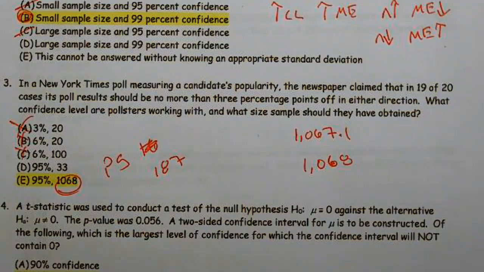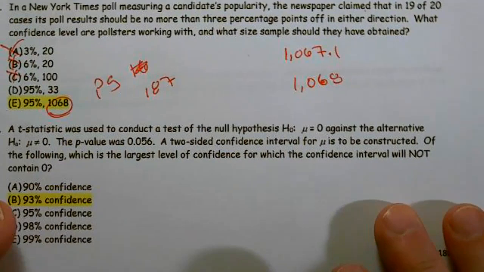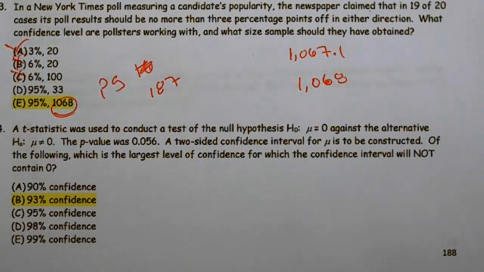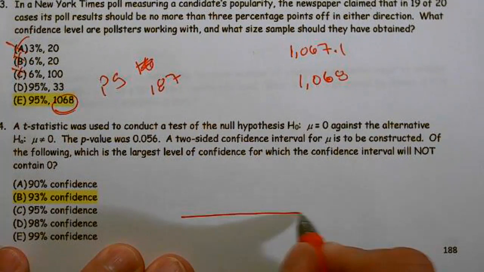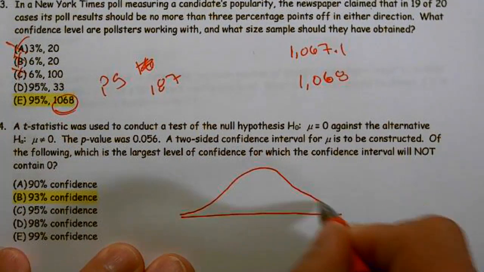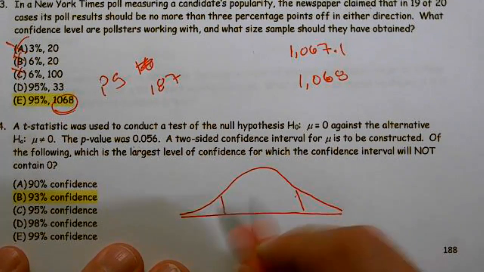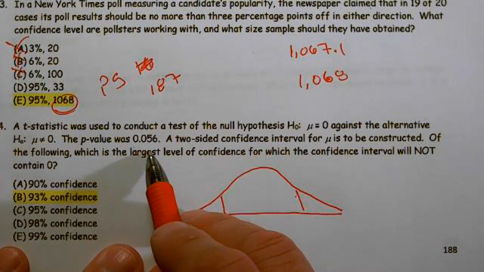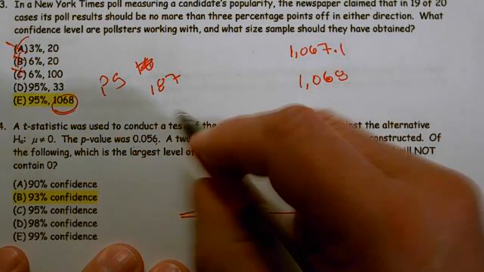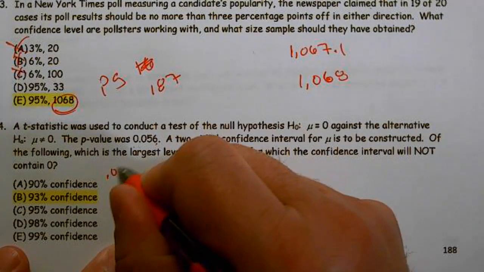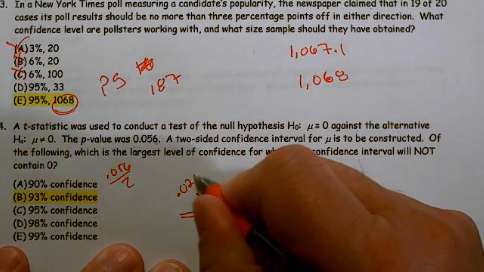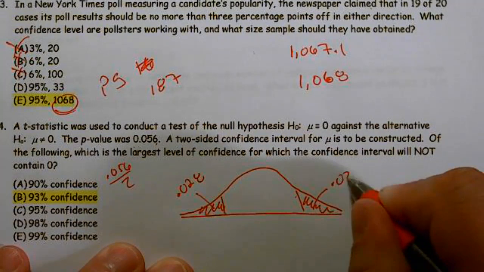A t-statistic was used to conduct a test of the null hypothesis mu equals 0 against the alternative mu does not equal 0. The P-value is 0.056. A two-sided confidence interval for the mean is to be constructed. Which is the largest level of confidence for which the interval will not contain 0? So basically, we calculated a p-value of 0.056. Well, this was a two-tailed test, and so they gave us the two-tailed probability. So this area right here is 0.056 divided by 2, which ends up being 0.028, and this area right here is 0.028.